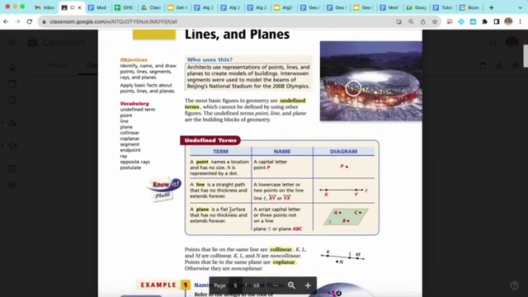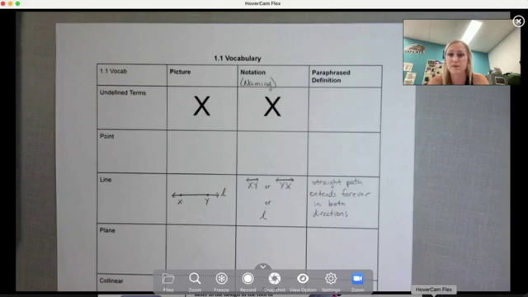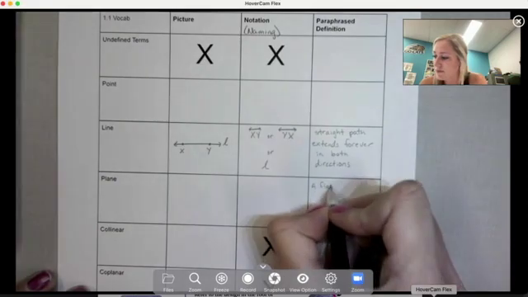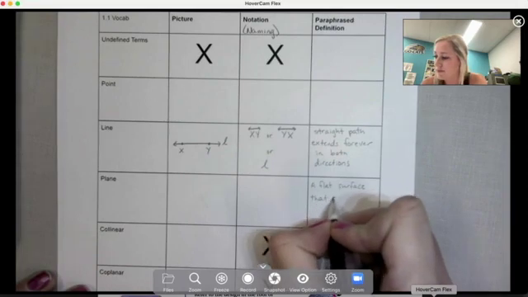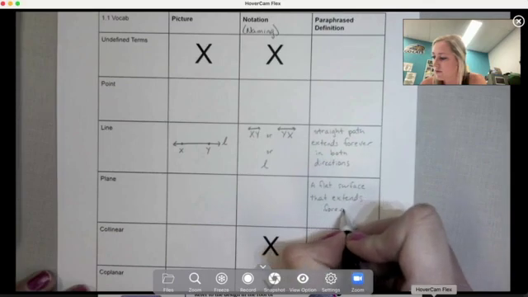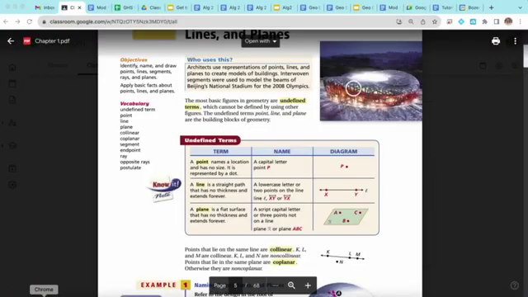And then over here is the definition. So I'm going to do plane with you here. Okay, so it says a plane is a flat surface that has no thickness and extends forever. So we're going to write that down under definition for plane. So a flat surface that extends forever. Okay, so now I want to go back and get the picture. Oh, sorry, I clicked on the wrong thing. There we go. Okay, so the diagram is the picture right here.